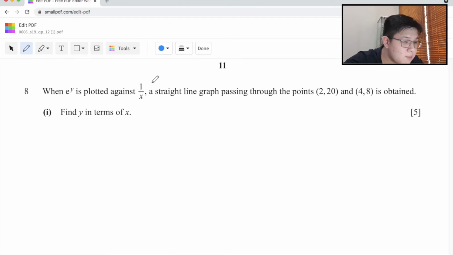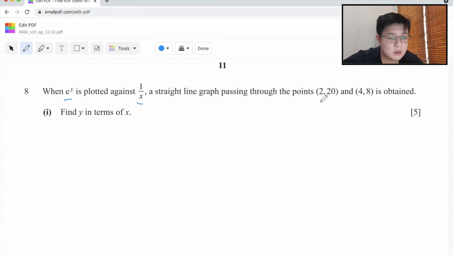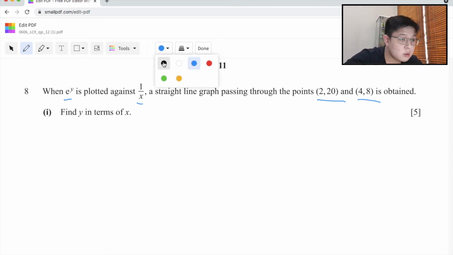So when e^y is plotted against 1 over x, a straight line graph passing through the points (2, 20) and (4, 8) is obtained. So from this question, it's given that the Y is e power of y and the X is expressed as 1 over x. Okay, so they also give us 2 points, which is (2, 20) and (4, 8). So the first question is find y in terms of x. So basically they're asking you to express the equation in terms of y and x. Okay, so first we have to find the gradient, which is m.